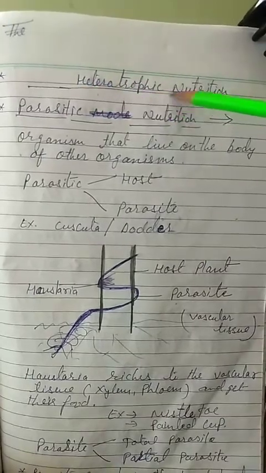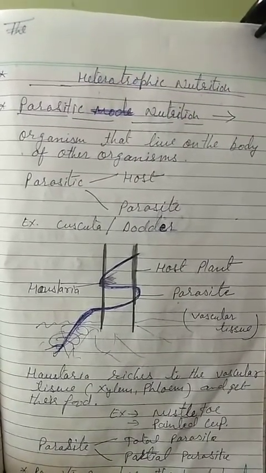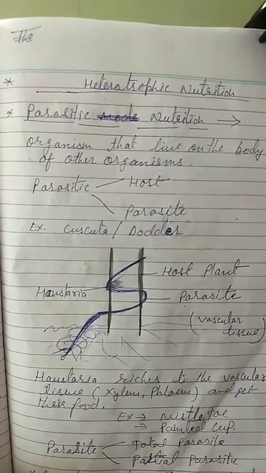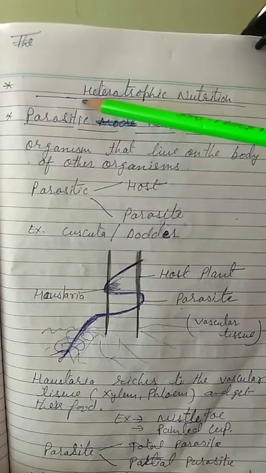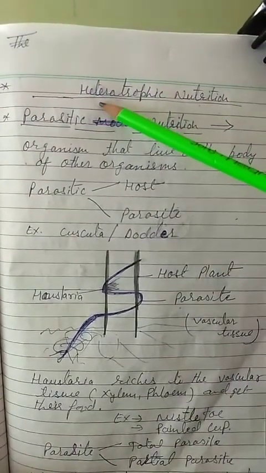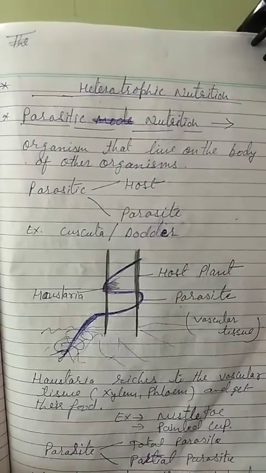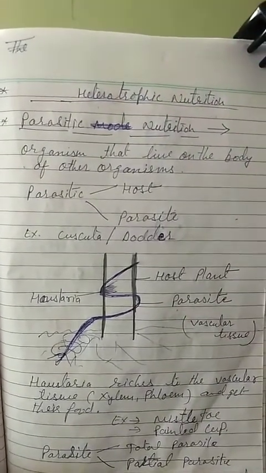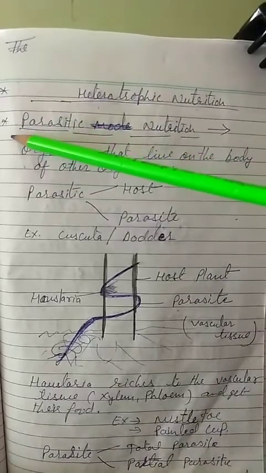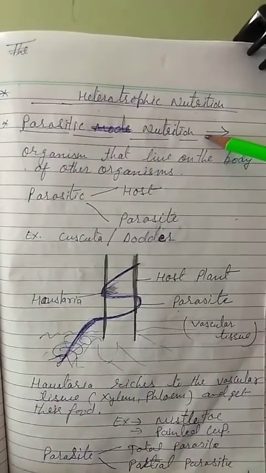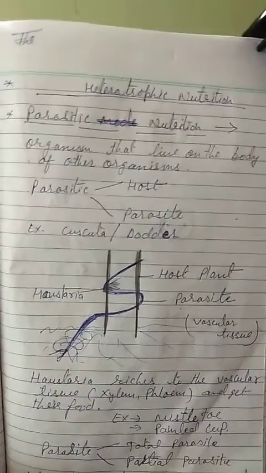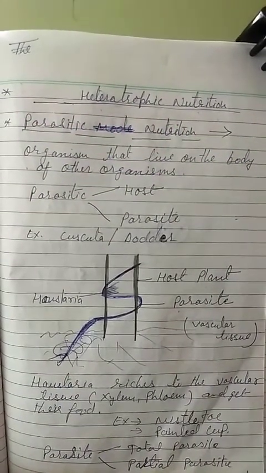First of all, what is heterotrophic nutrition? I have told you in my previous video that heterotrophic means the organisms that depend on others for their food. Hetero means others, and trophic means nutrition or nourishment. That means the organisms that depend on others for their nutrition are called the heterotrophic mode of nutrition. So regarding this, we are going to start with the first type, which is the parasitic mode of nutrition. Parasitic nutrition, what does it mean?